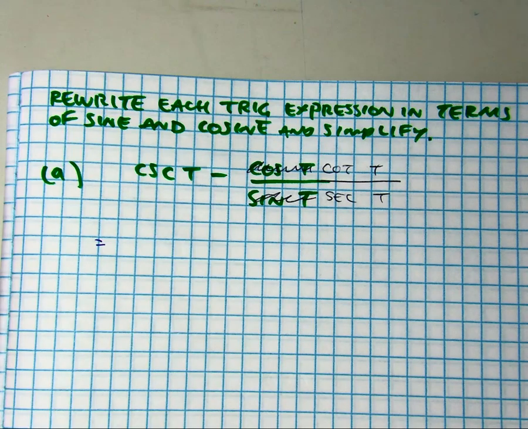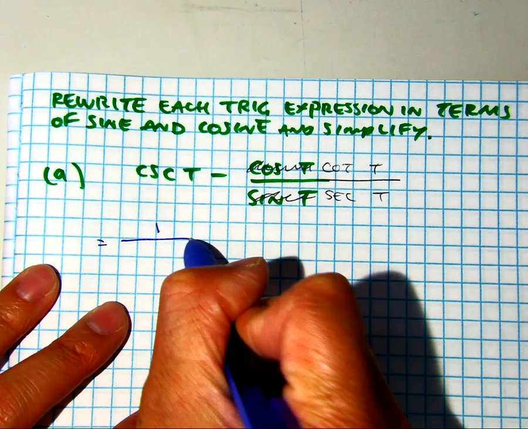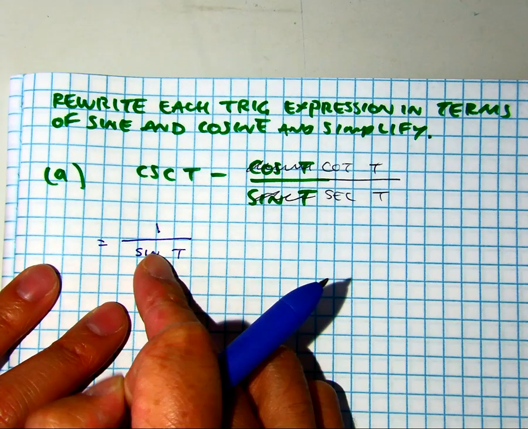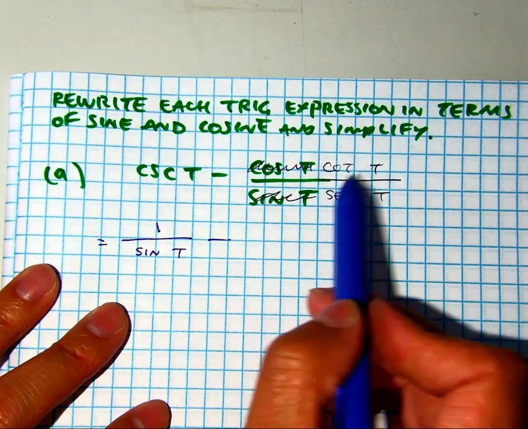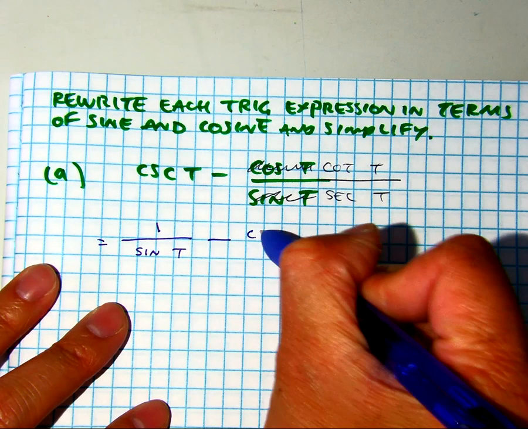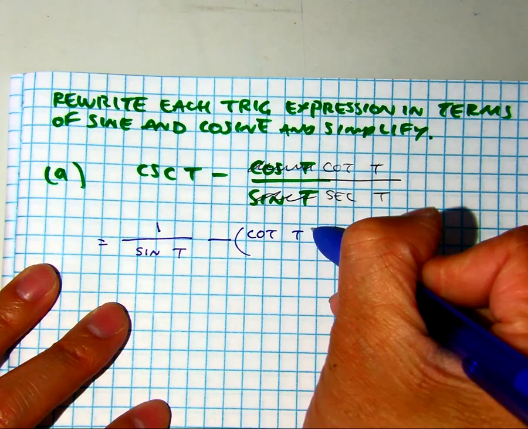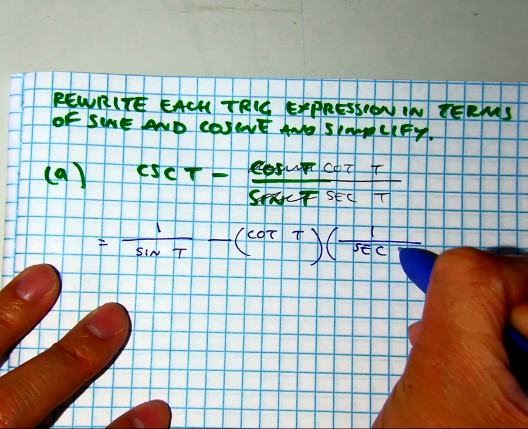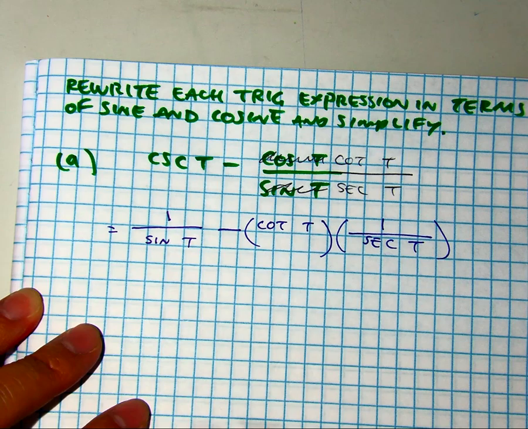Cosecant can be turned into what? 1 over sine. How come? There is the reciprocal identity. Now I'm going to separate my fraction to be cotangent t times 1 over secant t. And this separation can help us identify which identity to use next.